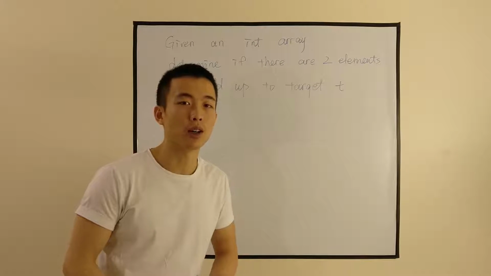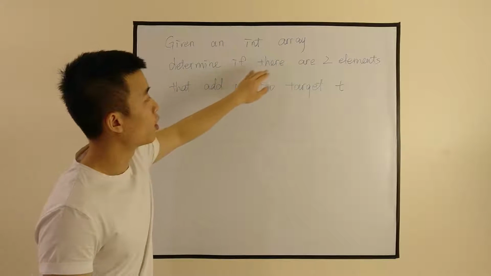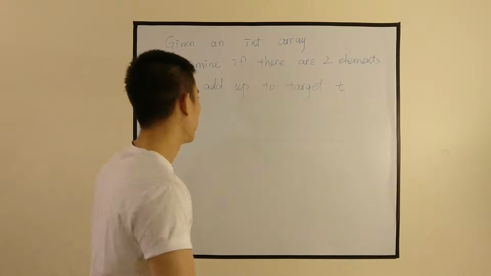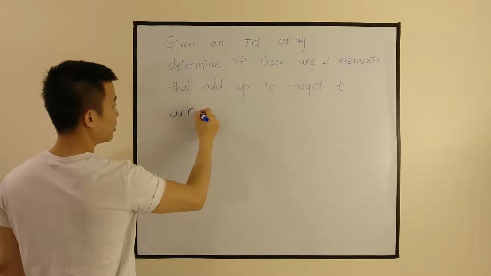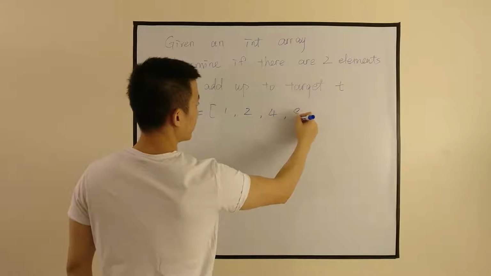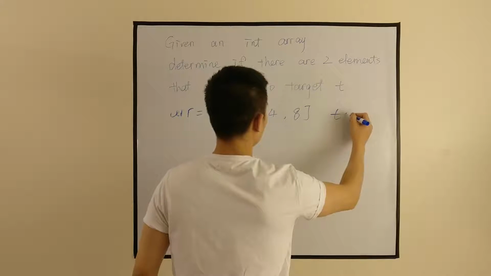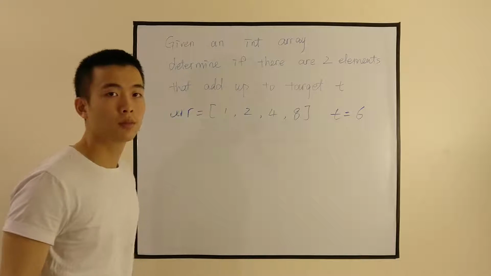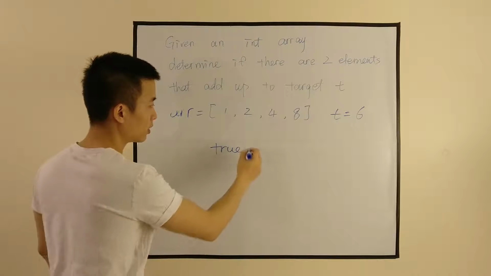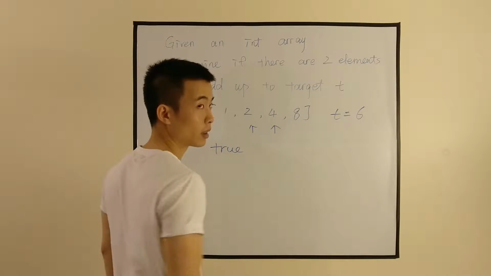In this episode, we are given a coding question: given an integer array, determine if there are two elements that add up to the target t. For example, if you have an integer array of 1, 2, 4, 8, and you are also given a target t of 6, your solution should return true because 2 plus 4 is equal to target t, which is 6.